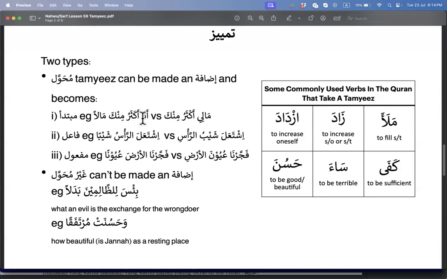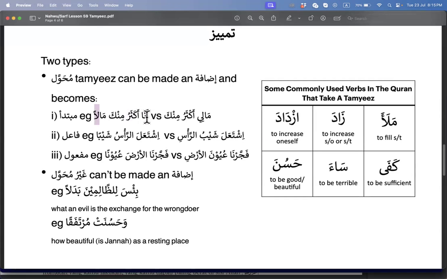Not 'I have', but this is mubtada, this is khabar, right? So I am more than you. I am more than you in terms of wealth, malan. So how do the Arabs think of this? They take the tamyiz, and whatever it's connected to in this ayah. So whose wealth are we talking about?